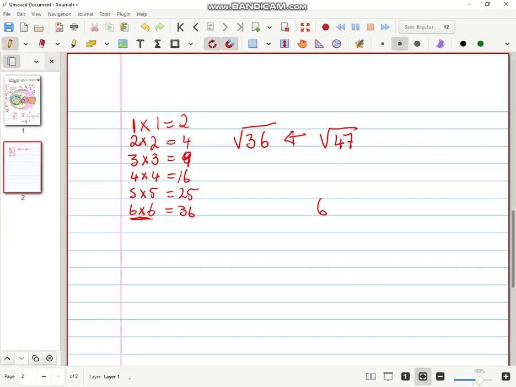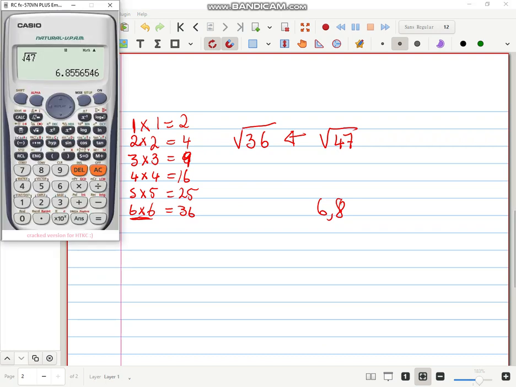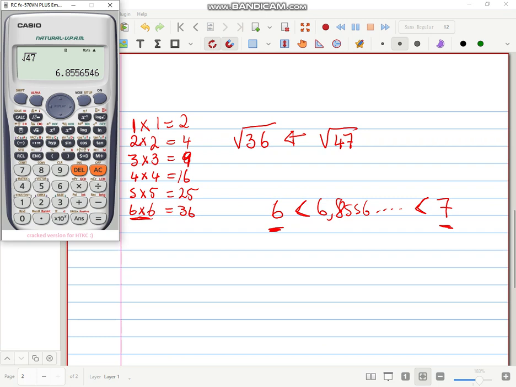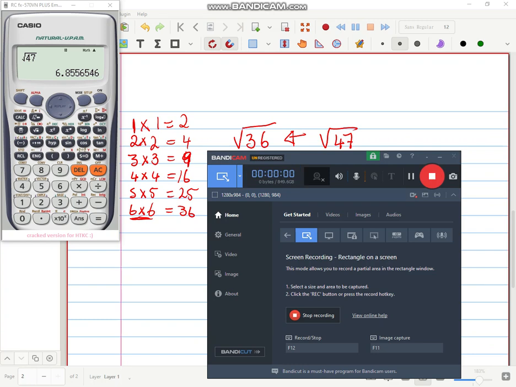So basically you have 6.855 blah blah blah, right? So here you have your 6, and then here you have your 7, right? You just know this number, whatever the square root of 47 is, it lies between 6 and 7. As you can see, when we put it in the calculator, it is greater than 6 but less than 7. So you're going to write like this.